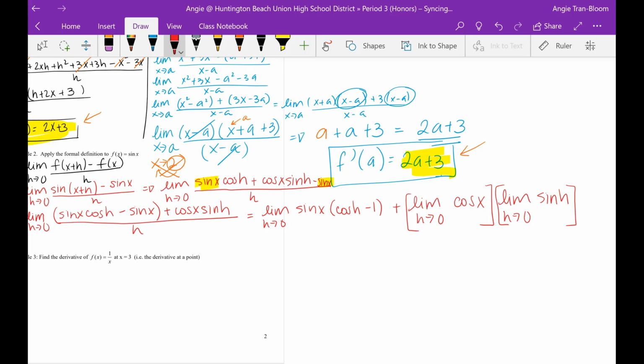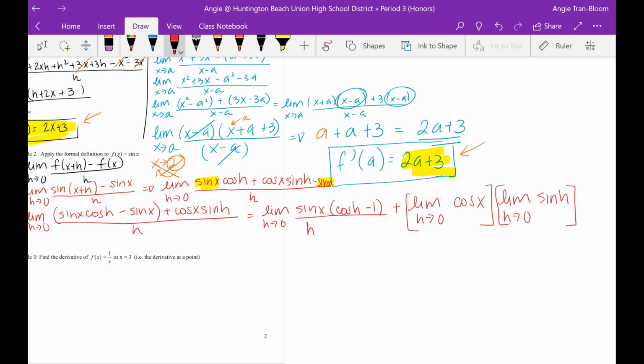So keep in mind that these are all still all over h, okay? So this whole thing is all over h, but I don't want to write all over h like that, right? I just want to write 1 here, okay? So technically, you know what, let me just write that next step, all over h here. And technically, both of these are still all over h.